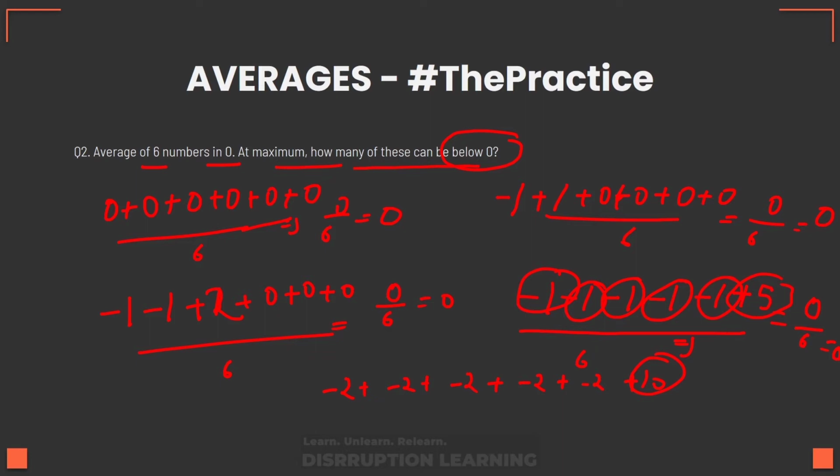So that is the answer. The maximum you can have is 5 numbers out of the 6 below 0, and the other one has to be above 0. And that's it for this question. I guess it is basically a numbers question, not an averages question, but it presents a new way to think. Now let's move to the next question.